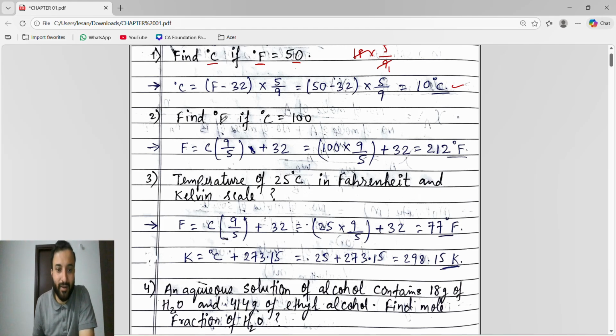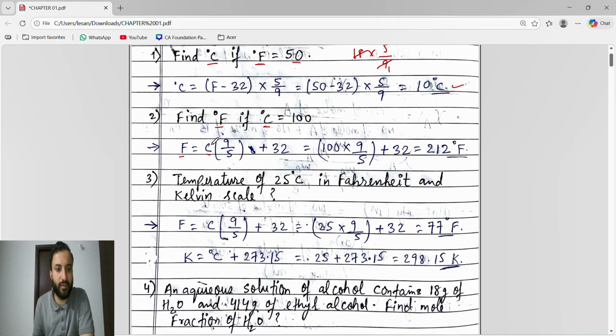So find degree Fahrenheit if degree Celsius is given. So you have to know which formula will suit where we have to find degree Fahrenheit and degree Celsius is given. Like this you have to find the relation. Okay. So this is the formula where degree Fahrenheit we have to find and degree Celsius is given. That's it. So C into 9 by 5 plus 32.